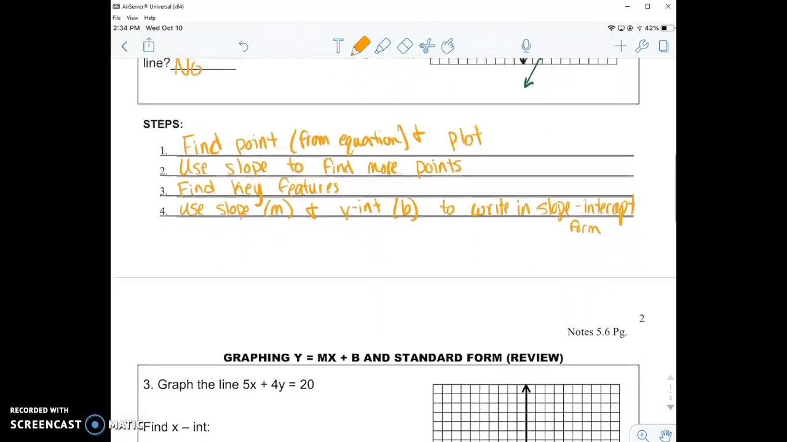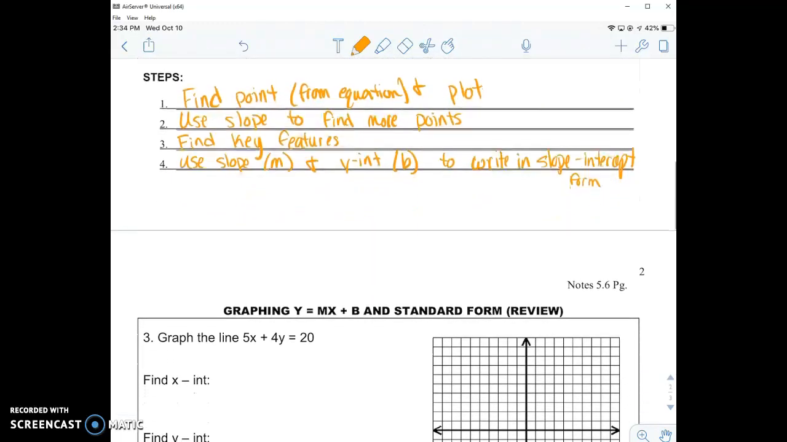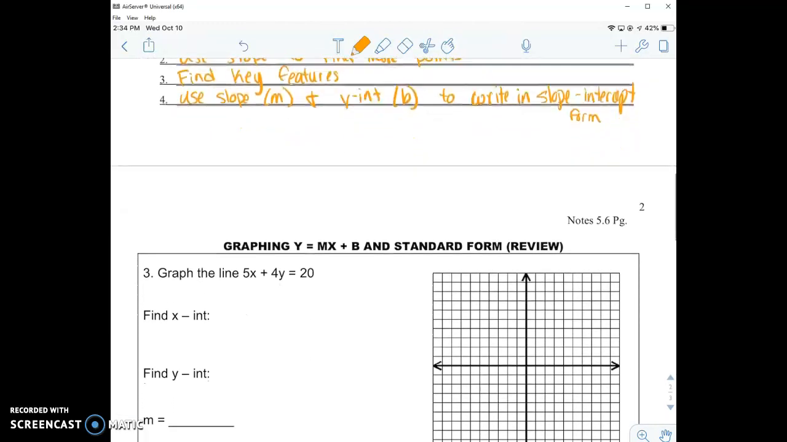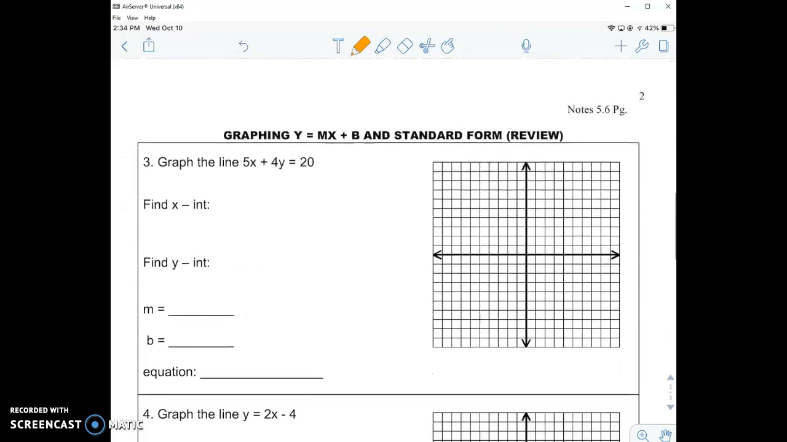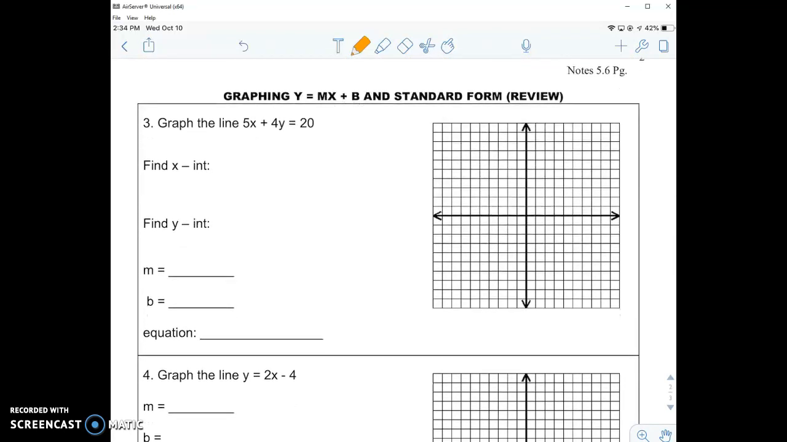Moving on to the back page. This is a review graphing y equals mx plus b in standard form. Number 3, graph the line 5x plus 4y equals 20. This is in the form ax plus by equals c. So this is standard form.